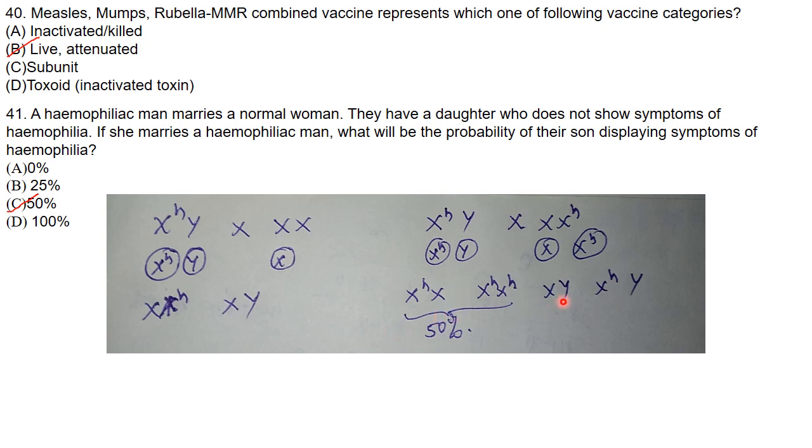Okay, I should have marked it over here. I made a mistake of marking over here. In both the cases it is 50%. So there will be 50% chance that their son will display symptoms of hemophilia. So answer is option C.